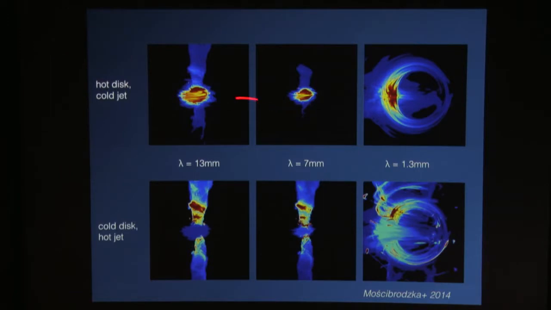So the top series of models has assumed that the disk is hot and the jet area is cold. So that's essentially what I've assumed so far. And then the second row of models assumes that the disk is cold, but that the electron temperature in the jet region is high. And you can see that that changes the centroid of emission, especially longward of 1.3 millimeters. So at 7 millimeters, the effect is quite dramatic. At 7 millimeters, all the emission arises in the jet down here, and all of the emission arises in the disk up here.